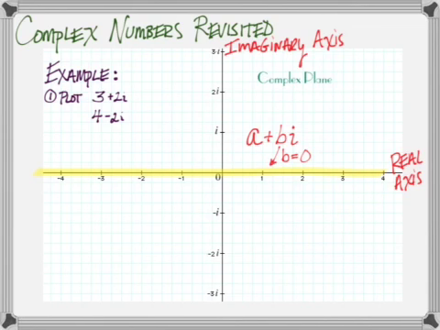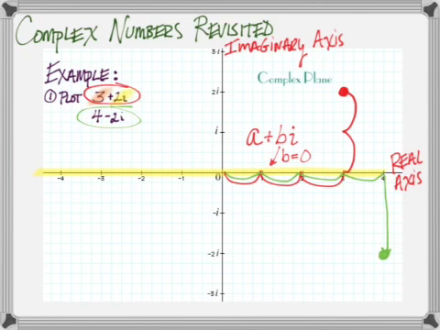So I go over 3, and then I go up the imaginary component, which in this case is 2i. So I'm going to go over 3 and up 2, and there's my point. So that's the complex plane point of 3 plus 2i. If I do 4 minus 2i, it's the same idea. I go over 4, and then I go down 2i. So that green dot is my point, 4 minus 2i. So they're really simple to plot, and it's something that, again, pops up down the road.